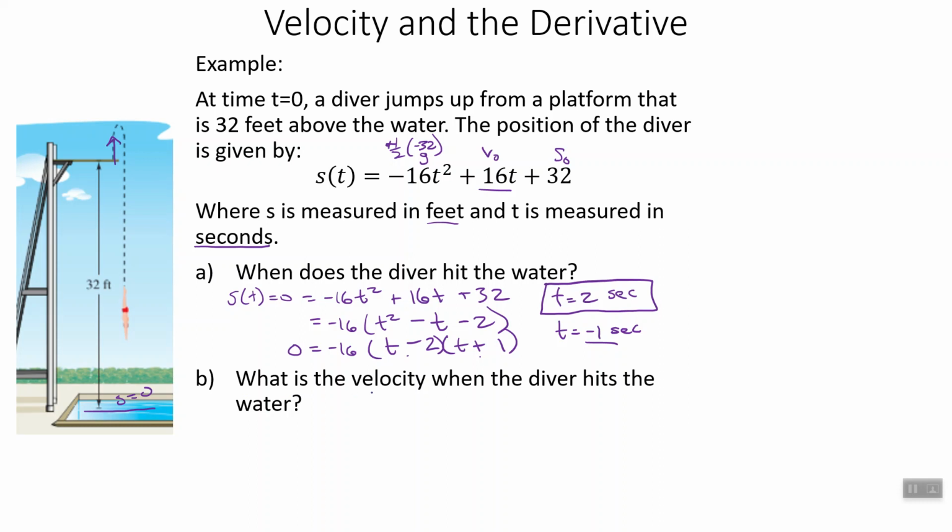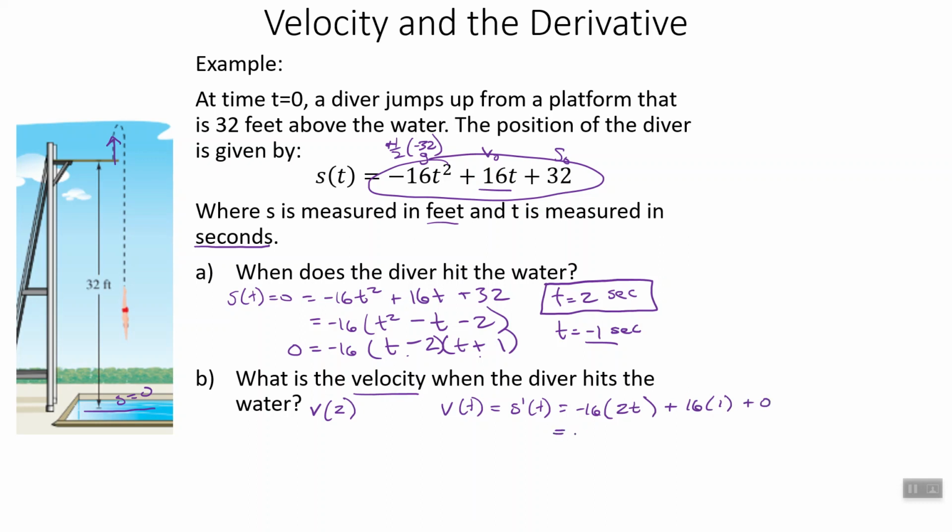Now that we know the time it takes, what is the velocity when the diver hits the ground? Or sorry, hits the water. We're diving into water, I hope. So we want v of 2. So we've got to find v of t, which is the derivative of the position. So we want to take the derivative of this. So that's going to be negative 16 times 2t plus 16. Derivative of t is just going to be 1. And the derivative of 32 is 0. So we get negative 32t plus 16.